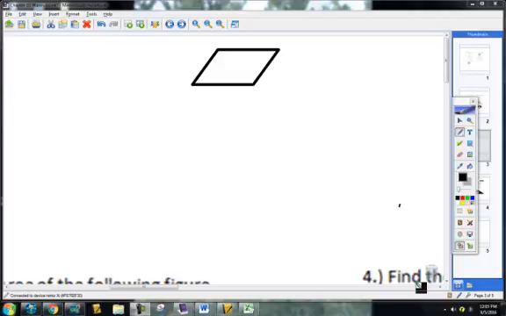Okay, that right there is a parallelogram. Why? What makes a parallelogram a parallelogram? Noah? Four sides. Okay, that's any four-sided figure, a quadrilateral. So we would just call a four-sided figure a quadrilateral.